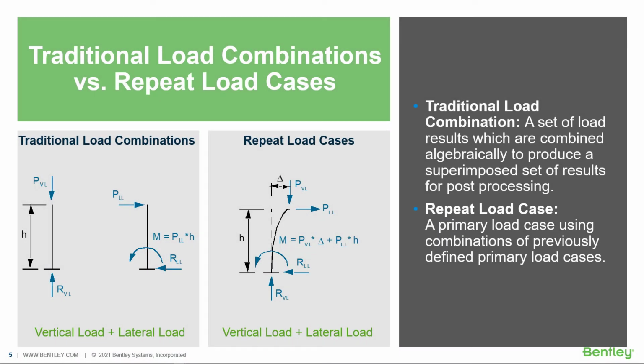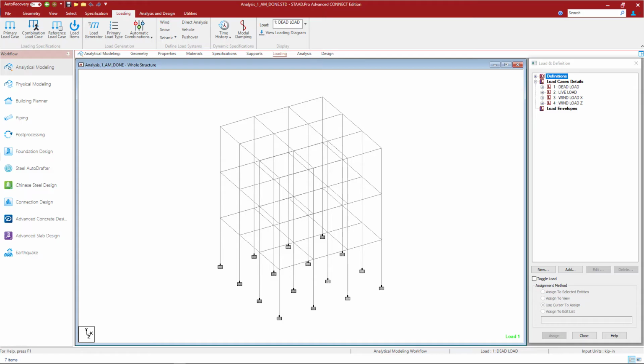In STAAD.Pro, we have two different methods for generating your load combinations. You can create a traditional load combination where a set of load results will be combined algebraically to produce a superimposed set of results for post-processing, or you can create repeat load cases. A repeat load case is basically a primary load case that will use combinations of previously defined primary load cases. Now, if you're preparing to perform a linear elastic analysis, you can generate a traditional load combination for that workflow. So let's go ahead and see how that works in STAAD.Pro.